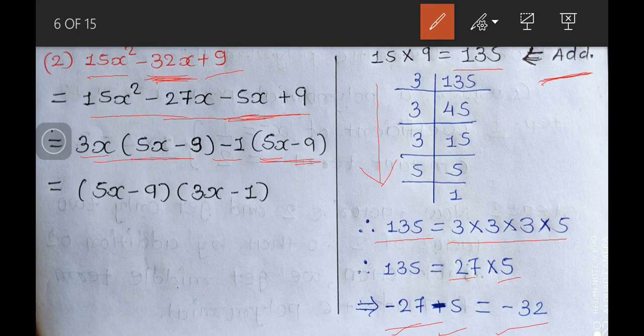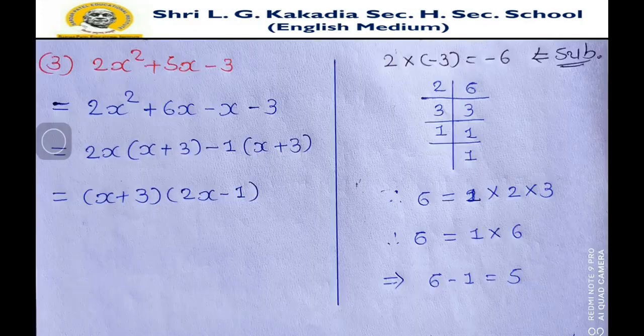Now again we have two terms, and you can find the common term 5x minus 9, and we now extract 5x minus 9 from both the terms, then we get 5x minus 9, and the remaining part we put in another bracket as 3x minus 1. So now one more example.